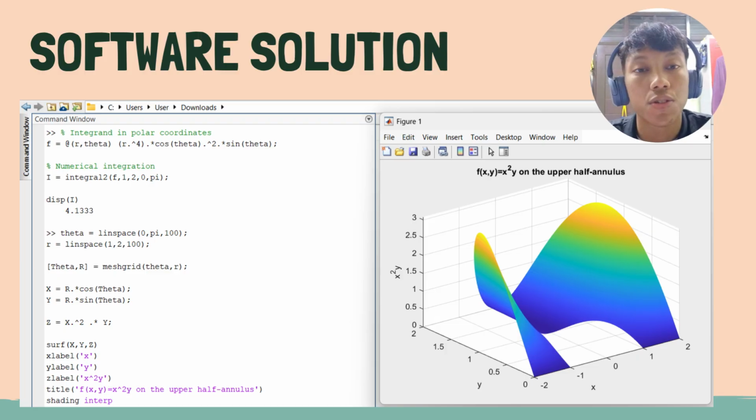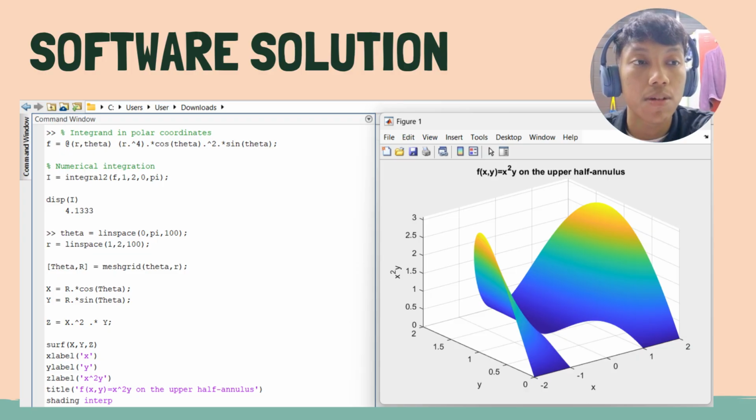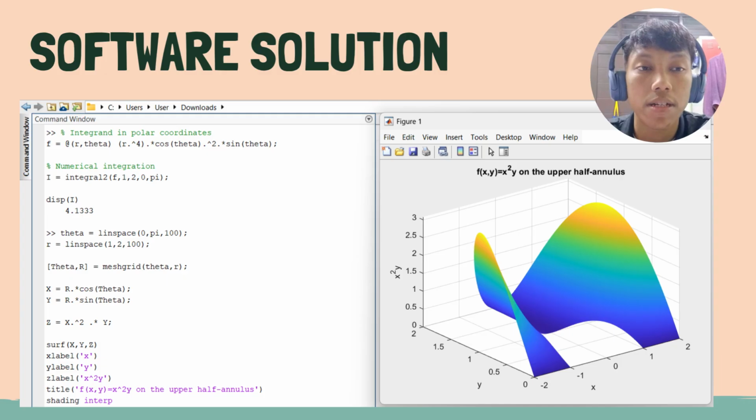For the software solution, I use MATLAB to verify the analytical result. The integral was defined in polar coordinates, and MATLAB's integral2 function was used to perform the numerical double integration over the same limits, where r ranges from 1 to 2 and theta ranges from 0 to pi. The MATLAB result was 4.1333, which is equal to 62 over 15, matching the manual calculation exactly. This confirms that the solution obtained using polar coordinates is correct.